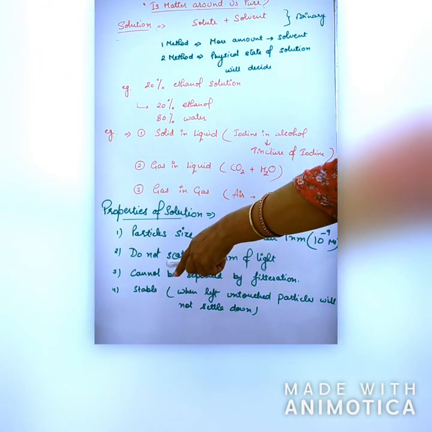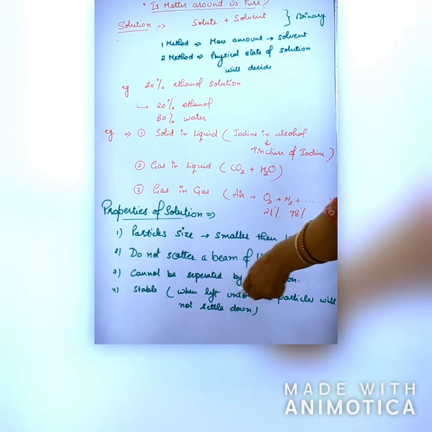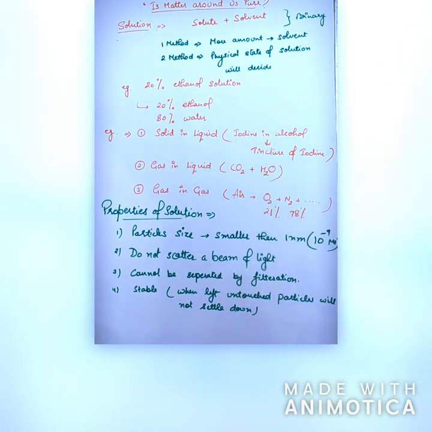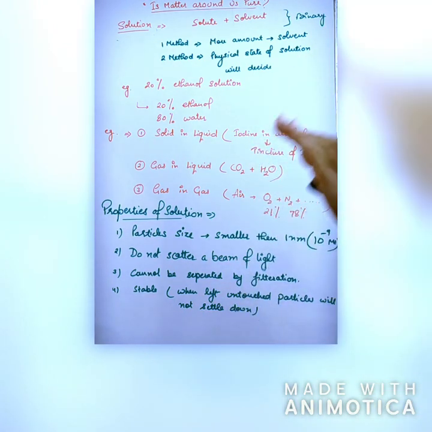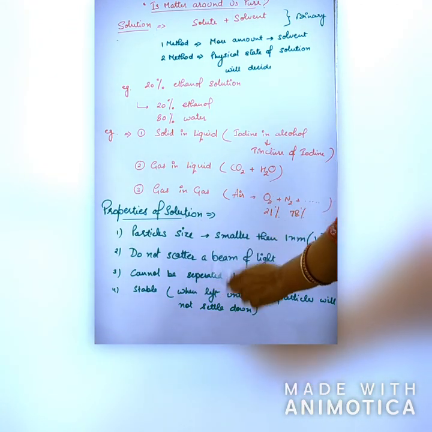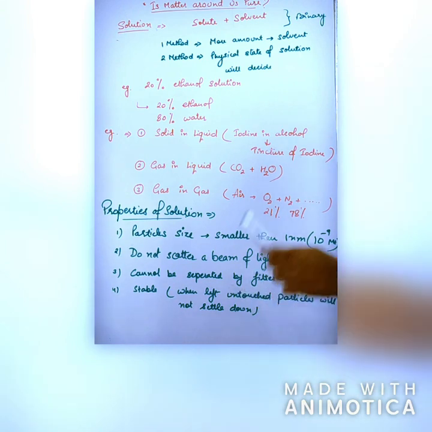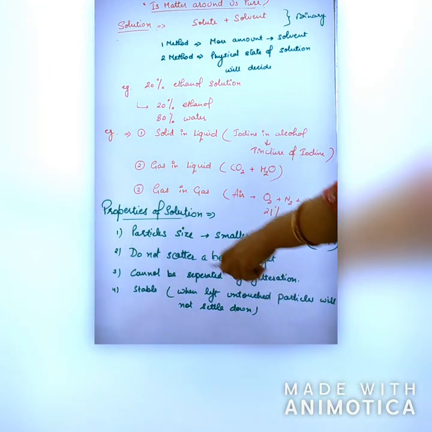And the fourth point I have written as stable. Stable means what? When they are left untouched. That means once we form a solution and keep it somewhere and do not touch it for some time, the solute particles will not settle down at the bottom of this beaker. So we say that these are stable. Stable means when left untouched, the particles will not settle down. The solute particles cannot be separated from the mixture by filtration, and the solute particles do not settle down when left undisturbed. That is why we call it stable too.